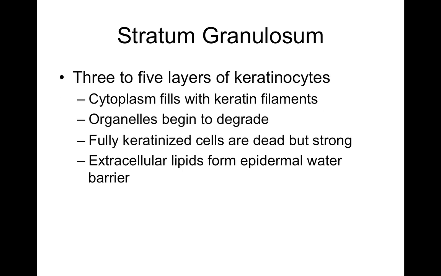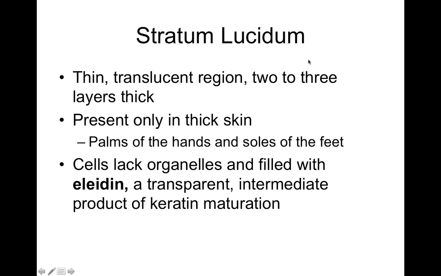Now, granulosum, you got 3 to 5 layers of keratinocytes. Cytoplasm starts to fill with these keratin filaments. Organelles start to degrade, right? So including the nucleus. So at this point, the cell's starting to undergo a form of programmed cell death called apoptosis. And these extracellular lipids form an epidermal water barrier, and you find fully keratinized cells that are dead but strong. Okay, so you got a lot of keratin inside these cells. So basically, it's just big old bags of keratin.